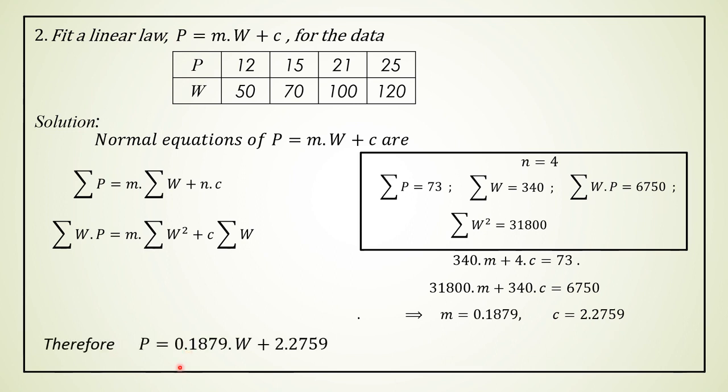Therefore, you have P is equal to 0.1879 W plus 2.2759 is the best fit for the given set of observations.